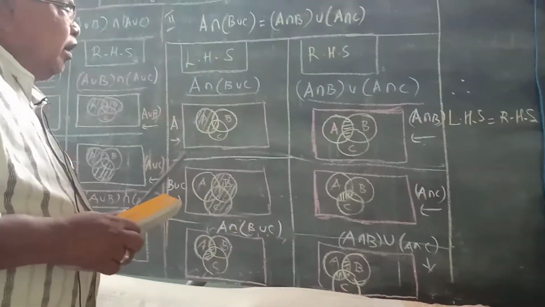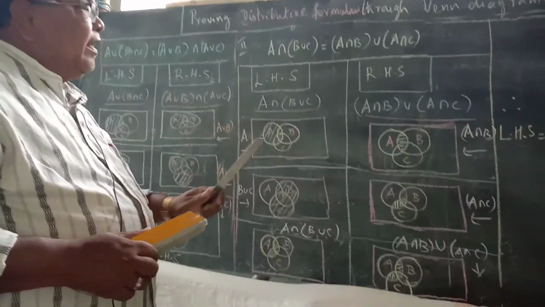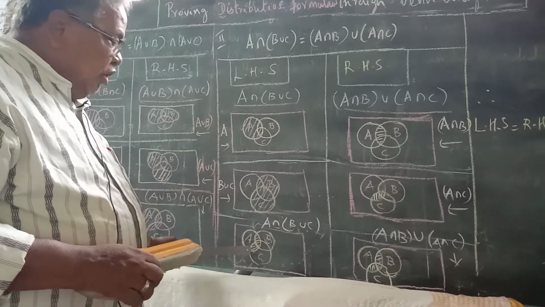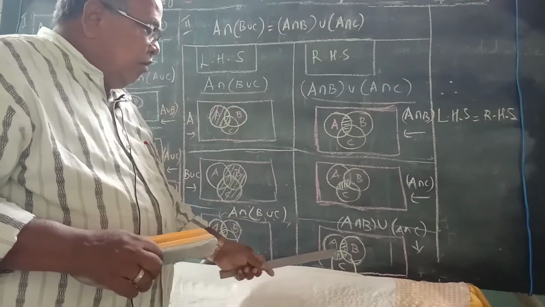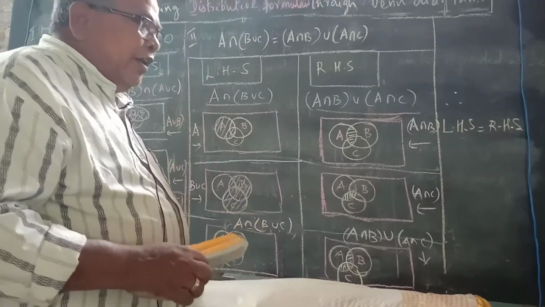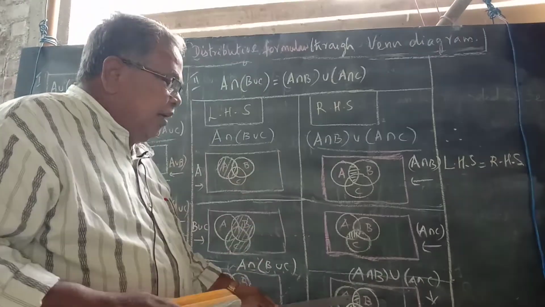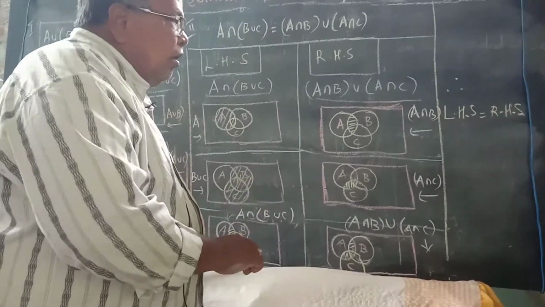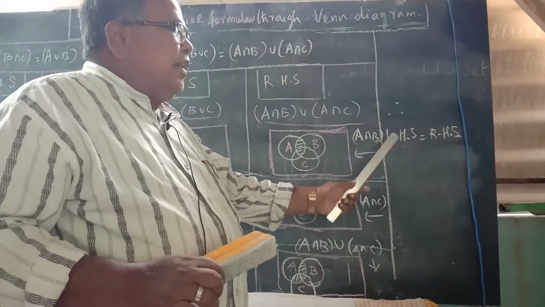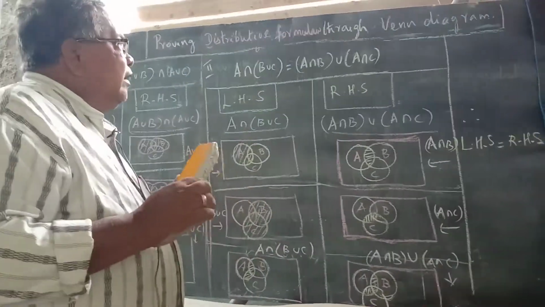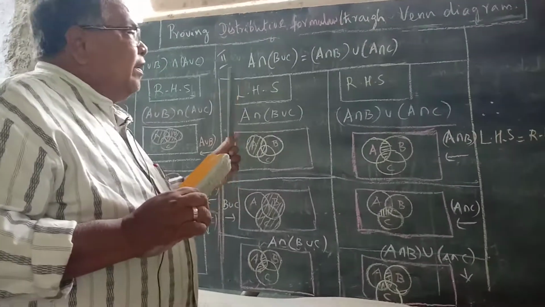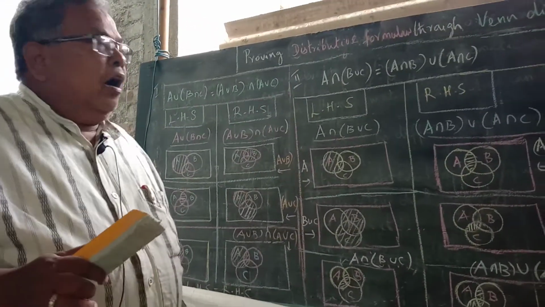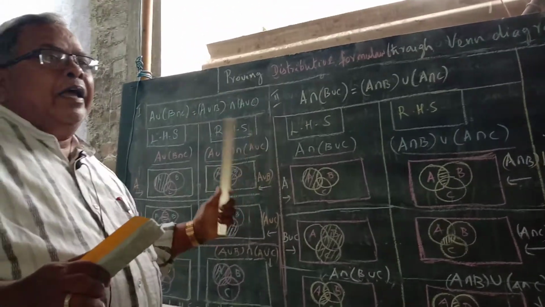Now, overall, if you see these two left hand side and right hand side figures, in the left hand side diagram, the final one, we'll get this shadow. In the right hand side, we'll get this shadow. When we see the left hand side final diagram and right hand side final diagram are equal, then we can say, therefore, left hand side is equal to right hand side. Once again, we have proved the second formula through Venn diagram. This is the way of proving the distributive laws by Venn diagram. Thank you.